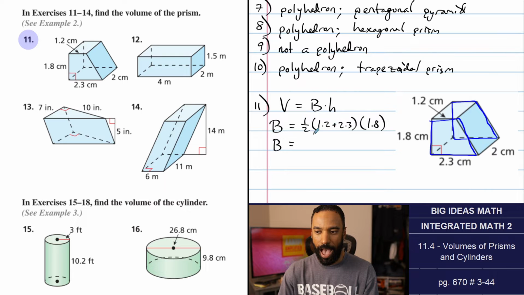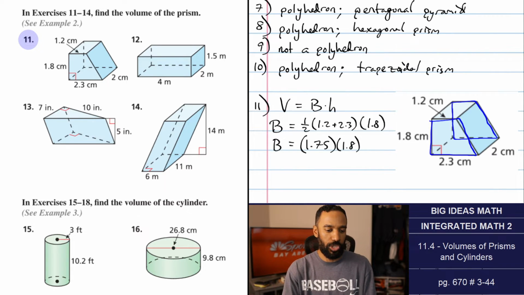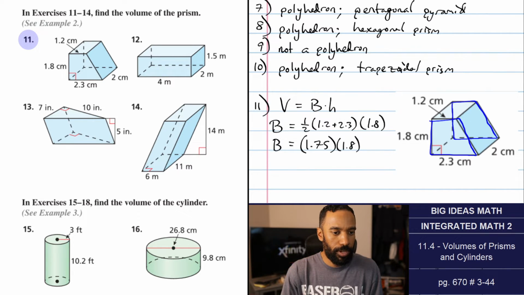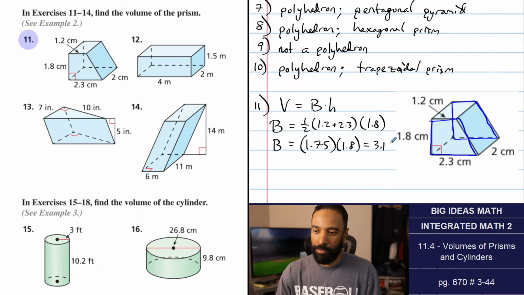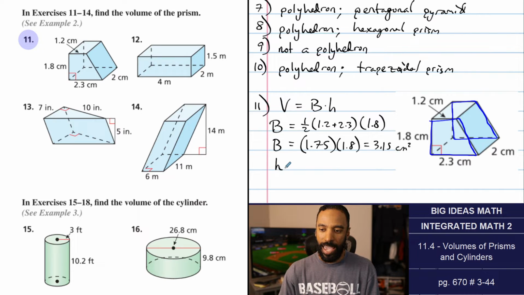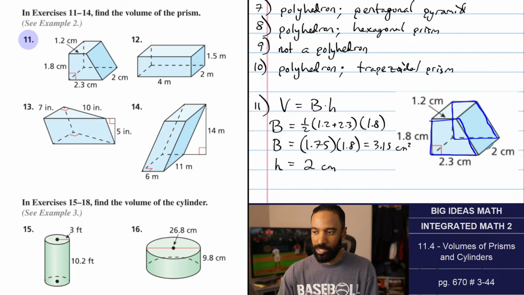So base is half of 3.5, which is 1.75, and 1.75 times 1.8, it's probably close to 3.2. Let's see. 1.75 times 1.8 is 3.15. So 3.15 square centimeters is the area of your base. The height of your prism is 2 centimeters. That's the distance between your two bases in your prism.